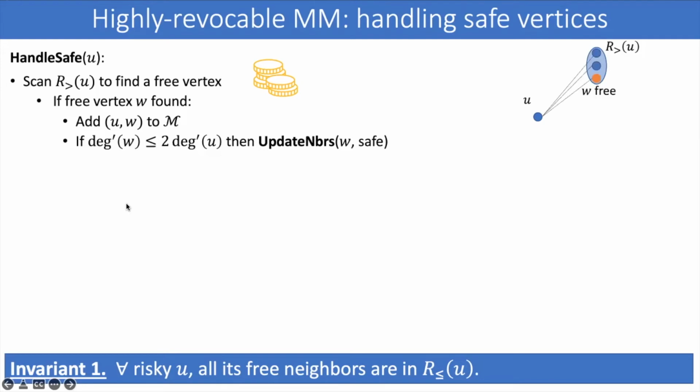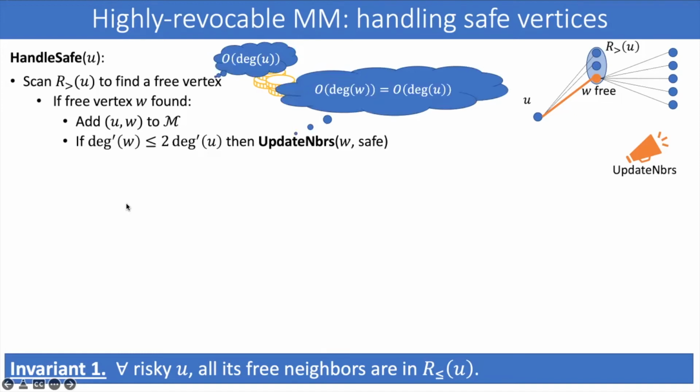First, the algorithm scans the risky neighborhood of larger estimated degree and looks for a free vertex. If such a free neighbor has been found, we match it to U. Whenever some vertex changes from safe to risky and vice versa, we update its neighbors about this change in time linear in its degree. Overall, this takes O of deg of U time.